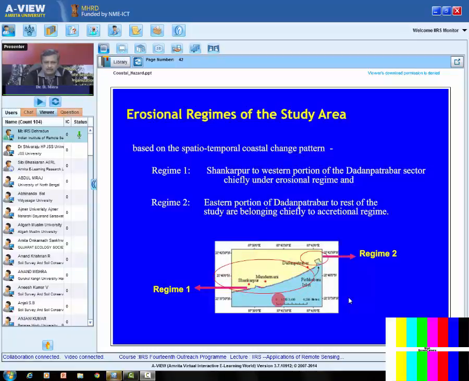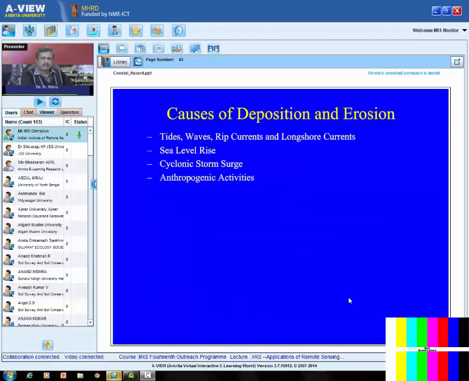So this part overall is an erosional regime with varying erosional potential in different areas, depending on the coastal configuration and other things. And this part, particularly where there is an inlet, is mainly the depositional regime or accretional regime. That way the coastal area is defined.